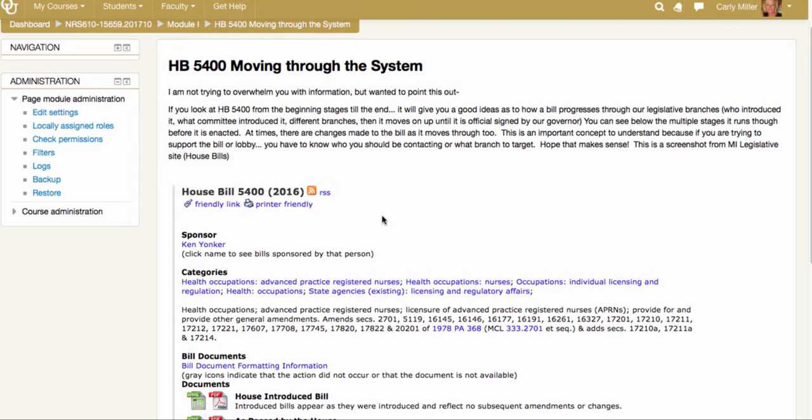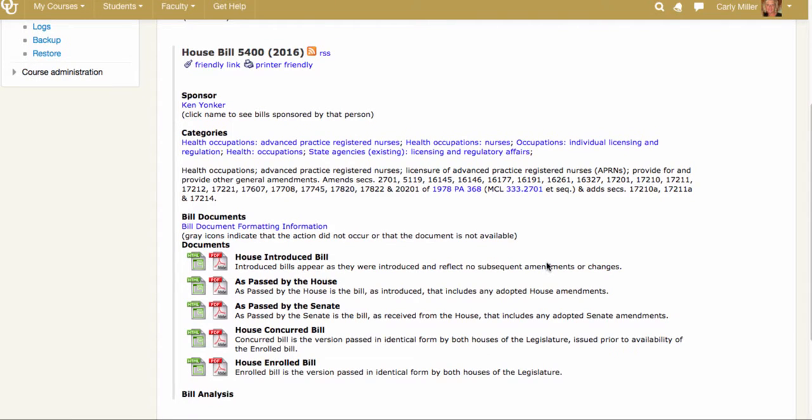I just want you to have an understanding of that, because if you are to write a letter or contact a legislator, you have to know who to contact. And you have to figure out where the bill is, like where is it at the current time. Sometimes if you look up a bill, you'll just see that it's introduced at the House. And these will all be blank because they haven't even moved through the Senate, etc.